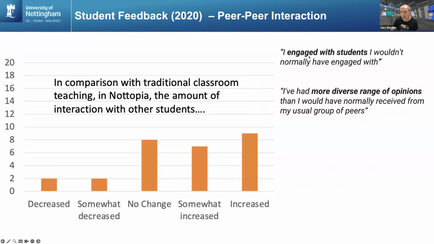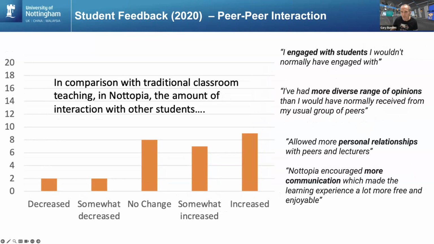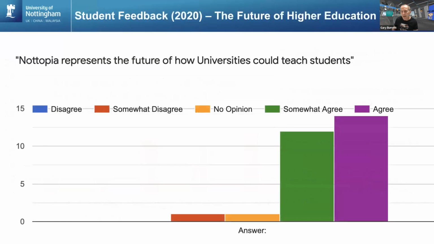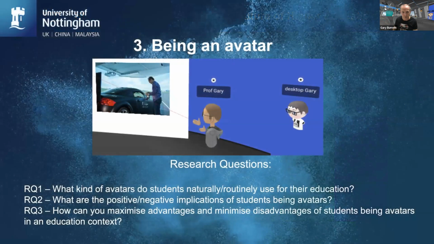This is on the power of anonymity. I engaged with students I wouldn't normally have engaged with. I had a more diverse range of opinions. It all felt more relaxed. There was more communication. And I know, and other people have said this, I have a biased group because they've taken an optional module to learn about VR, but I still feel this is very telling, that these students clearly feel that this is a future for higher education. Okay, so the whole issue of being an avatar.